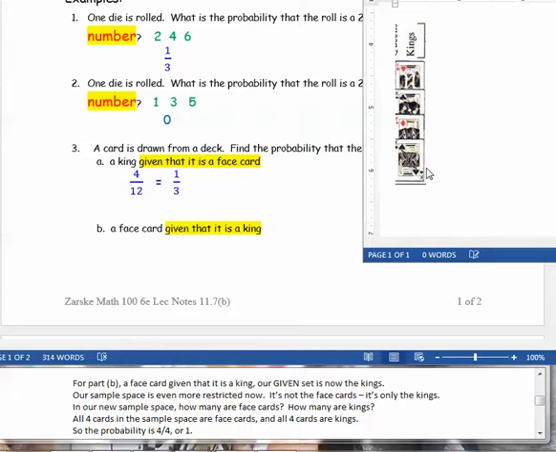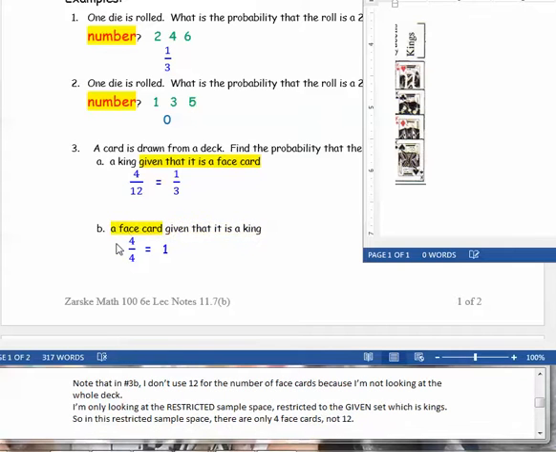Just the kings. So to do the fraction in our new sample space, how many are face cards and how many are kings? Well, all 4 cards in the sample space are face cards and all 4 cards are kings, so the probability will be 4 out of 4 or 1. If we know we have a king, it's certainly a face card, so the probability is 1.